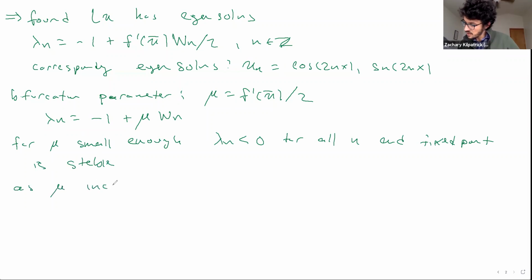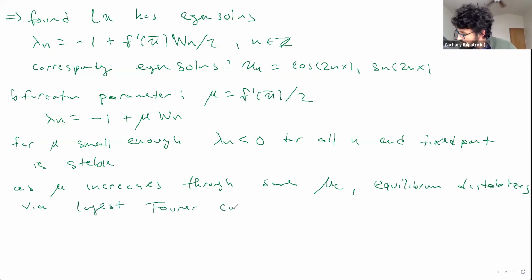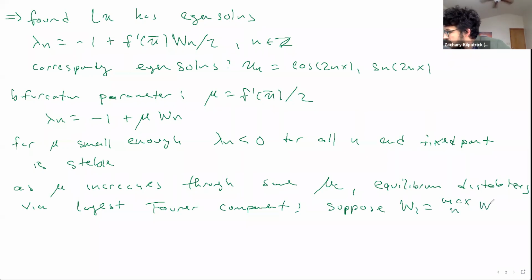As mu increases through some mu c, the equilibrium destabilizes. Okay. All right. And in particular, this is by the largest Fourier component. Okay. And in particular, here we'll suppose that W1 is equal to the max over n of Wn.